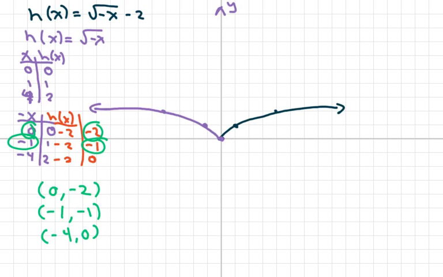You could kind of do this more visually if you want. And then negative 4, 0. So there is your graph. And this would be 0, negative 2. This one's negative 1, negative 1. And this is negative 4, 0.